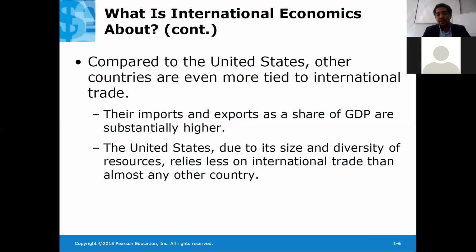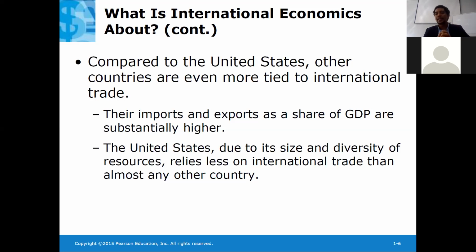So their imports and exports as a share of GDP are substantially high. The United States, due to its size and diversity compared to other countries, can withstand this because of its size and diversity of resources. It relies less on international trade than almost any other country in the world.